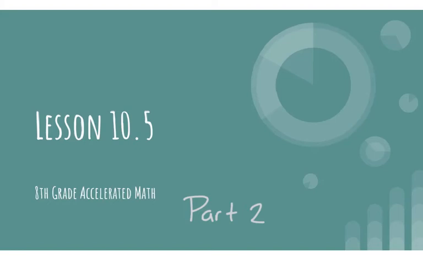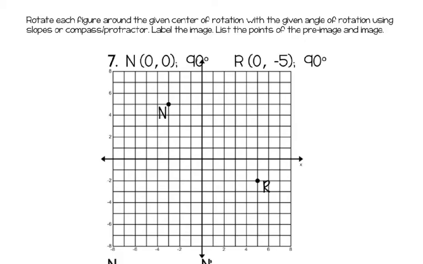This is part 2, lesson 10.5, and in this video we're going to learn how to do rotations. There's many different rotations you can do. We're going to focus right now on just doing 90-degree rotations, 180 and 270.